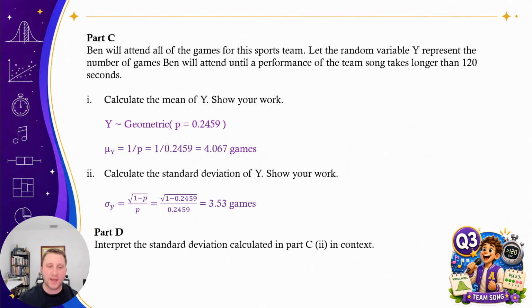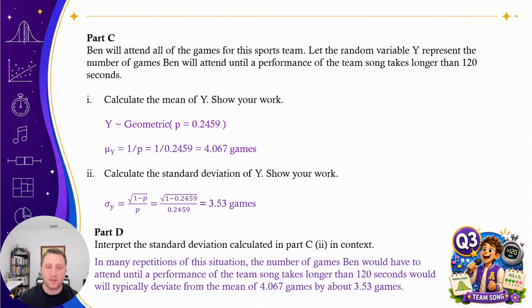We're finally asked to interpret in context what this standard deviation means, and I said in many repetitions of this situation, where Ben continues to go to these games, the number of games that Ben would have to attend until a performance of the team song takes longer than 120 seconds would typically deviate from the mean of 4.067 games by about 3.53 games.